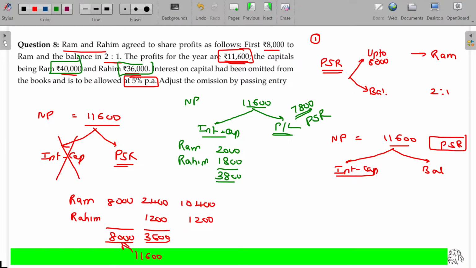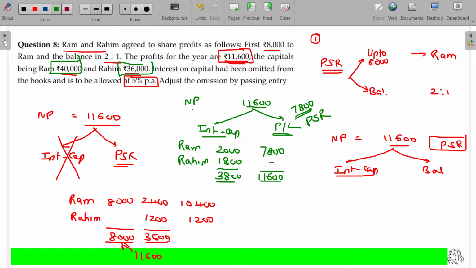Clear? Out of the total net profit, first offer the interest on capital. After payment of interest on capital, leftover will be shared among the partners as per the PSR. So after the interest on capital, the leftover amount being 7,800, PSR says up to 8,000 is meant only for Ram. Now the leftover profit is less than 8,000, so the available entire amount is for Ram only, not for Rahim. Is that clear? Hope now you'll be able to understand how we can share this.